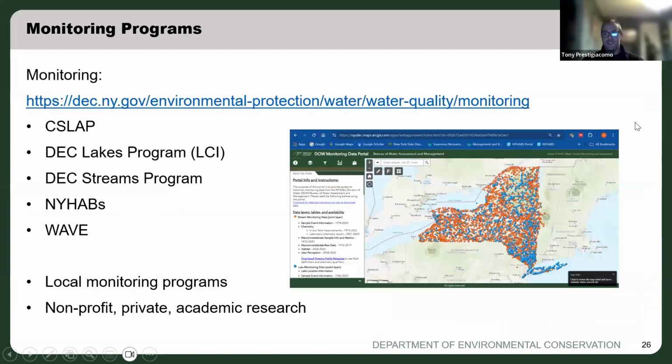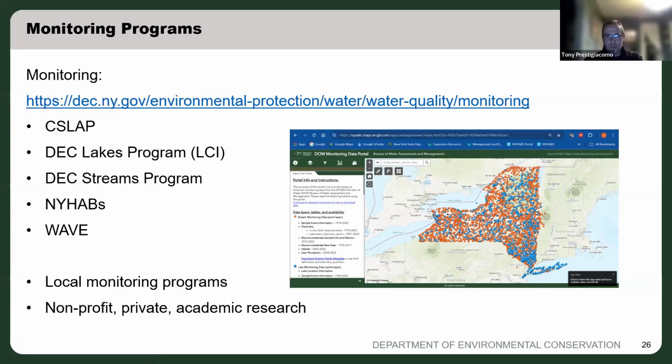Monitoring programs. This is where we are really going to be able to tell whether or not we're meeting our in-lake water quality targets, through data sets collected in the lake itself. DEC has several water quality monitoring programs in the state. This map here with the different colored dots is the DEC's Division of Water Quality Monitoring Portal. Each of the blue dots is a lake for which DEC has data. Every orange dot is a stream for which DEC has data. Some of them are long-term monitoring sites. Some of them are one-off samplings.